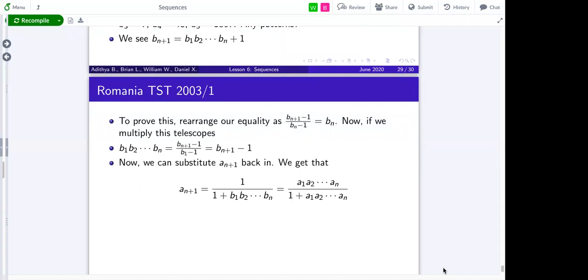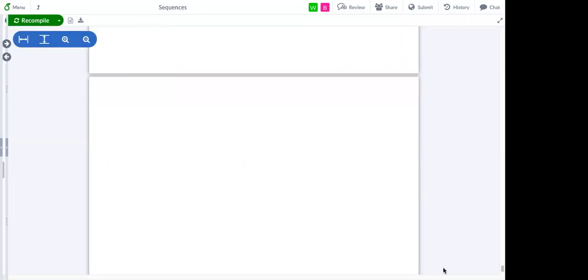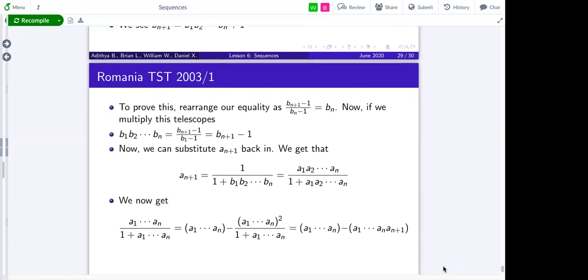So let's try simplifying this to see if there's anything nice about it. So a1 times a2 all the way to an over 1 plus a1 times a2 all the way to an. We can take out a1 times a2 all the way to an, and then subtract the error term, which is a1 times a2 all the way to an squared over 1 plus a1 times a2 all the way to an. But the right term is actually a1 times a2 all the way to an, and then multiplied by a of n plus 1. So a of n plus 1 is going to be equal to the product of the first n terms minus the product of the first n plus 1 terms of our sequence A.